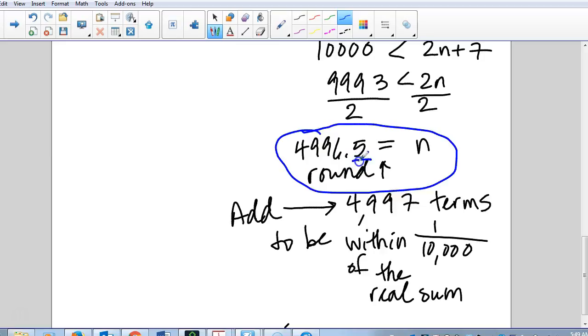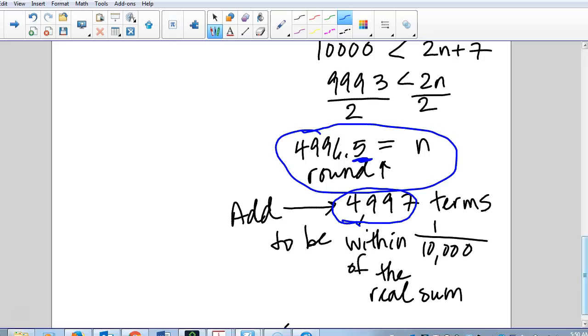Now, of course, I can't have 0.5 of a term, correct? There's no such thing as half a term, because terms are integers, so we round it up. So if I go out to the 4,997th term, I'll be within, I don't remember, just 1/10,000th.